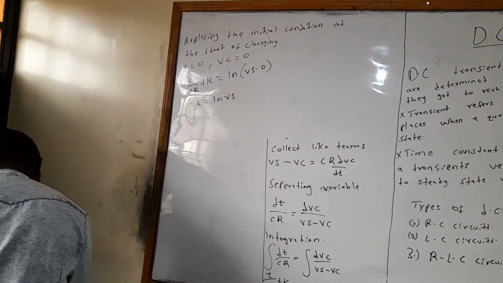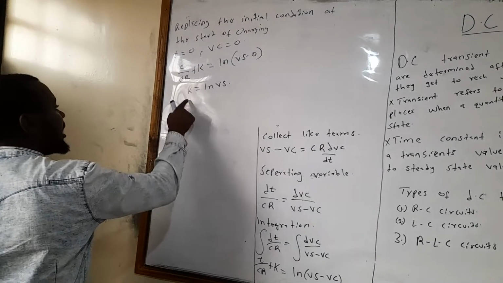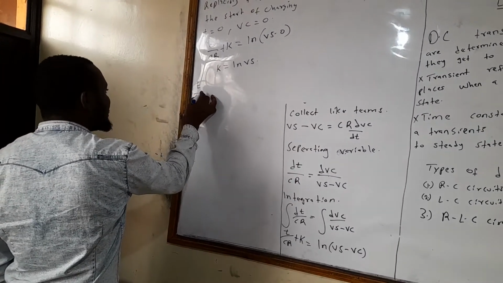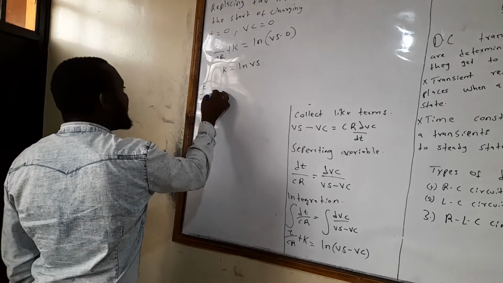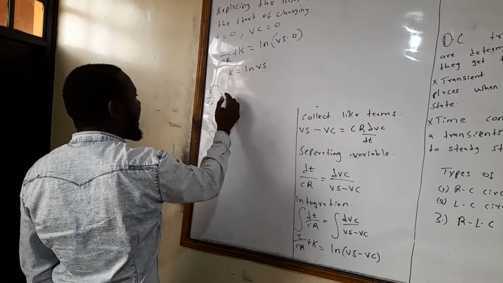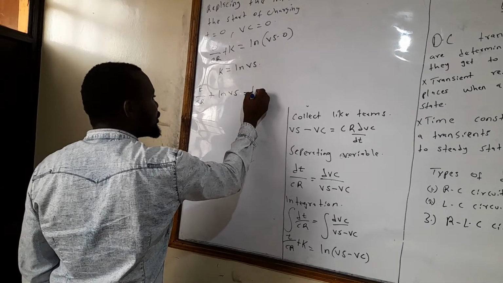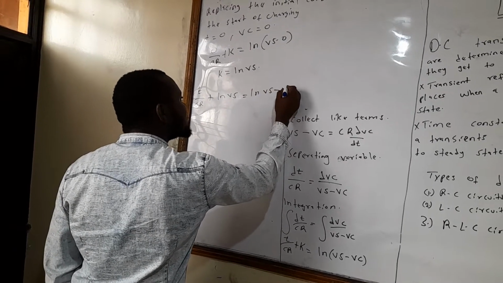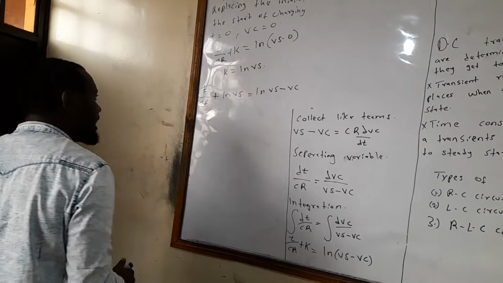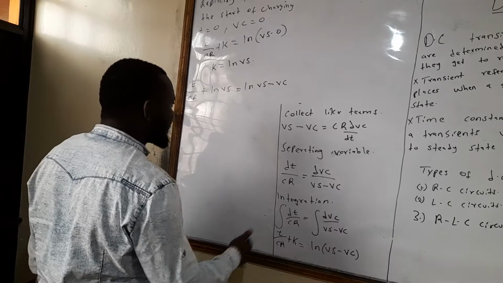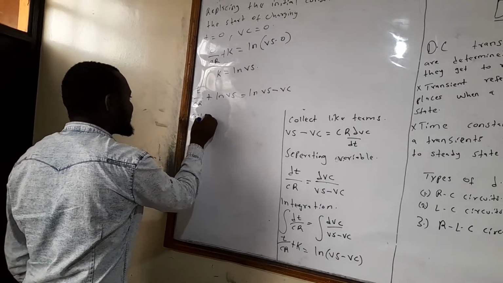Let us replace that in our equation. Now we have the value of this constant K. Therefore, it is t divided by CR plus our K, and the value of K is ln of Vs, is equal to ln of Vs minus Vc. Therefore, after here, what we are going to do is to collect like terms again.